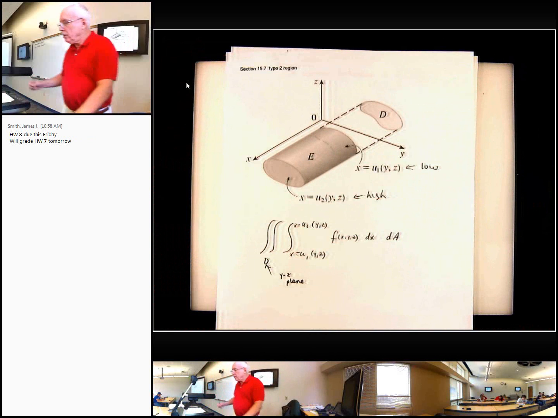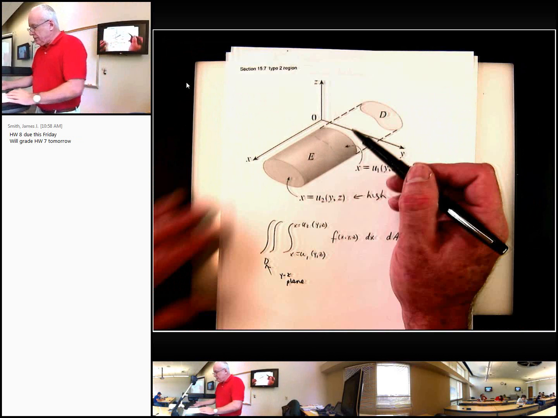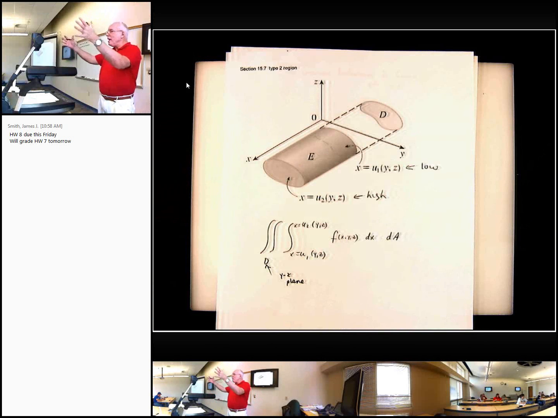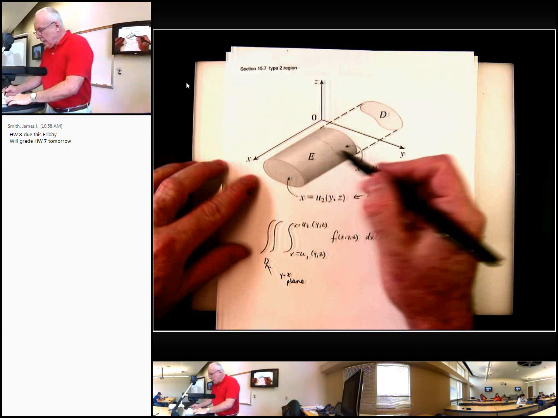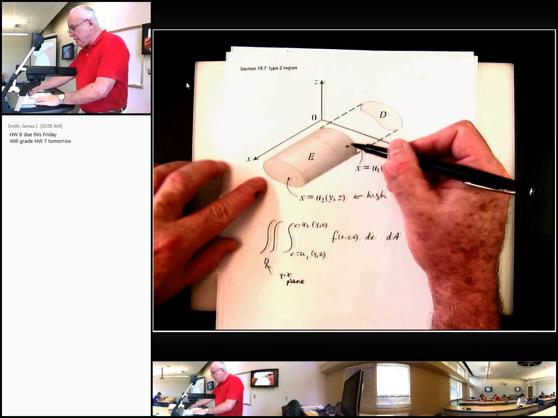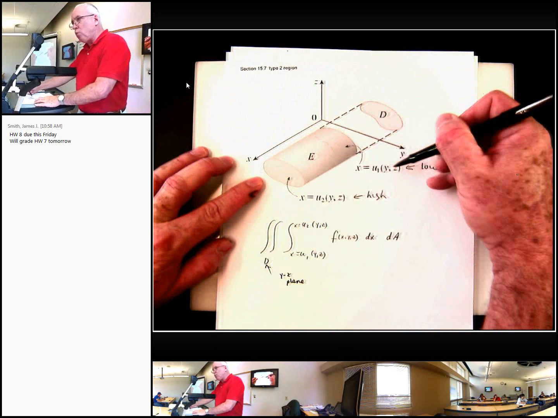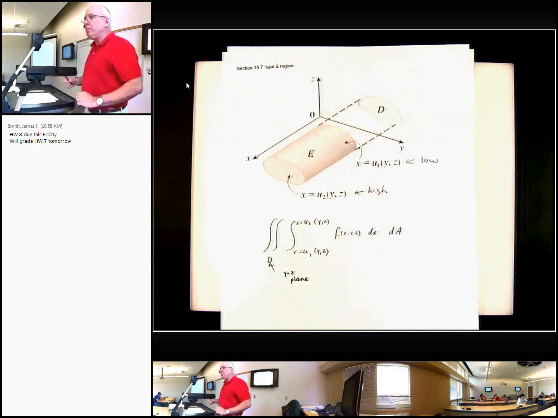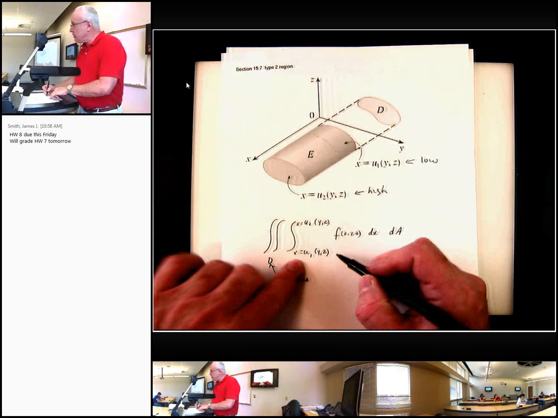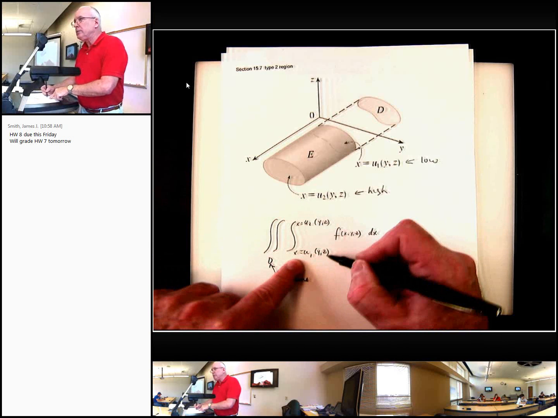Okay. So this time, the other one could be viewed as something that was standing upright. Well, this thing is like rolled over on its side, so to speak. Here's our x variable, and it's ranging between this lower function of y and z and this upper function of y and z. So that's what we have as our inside limits of integration.